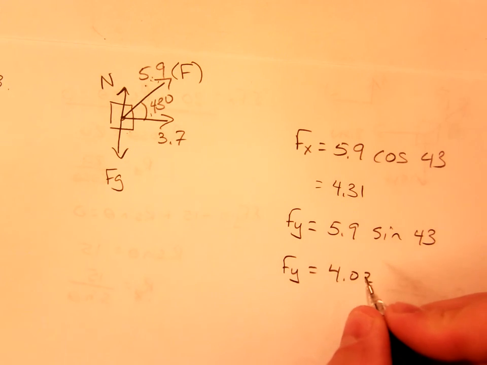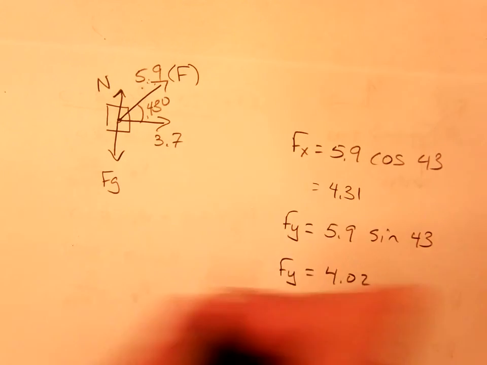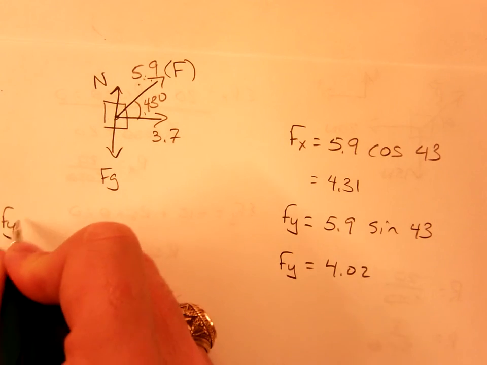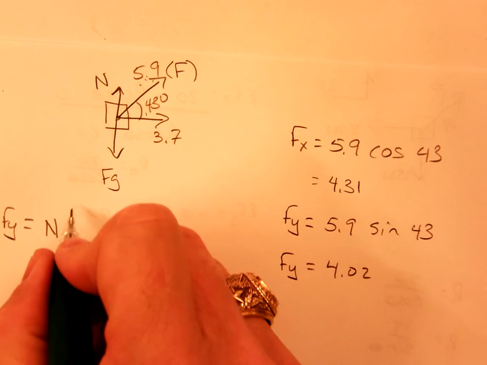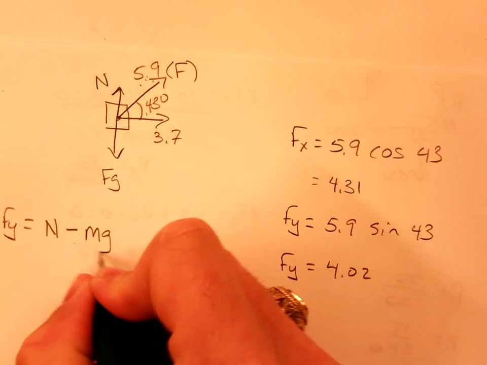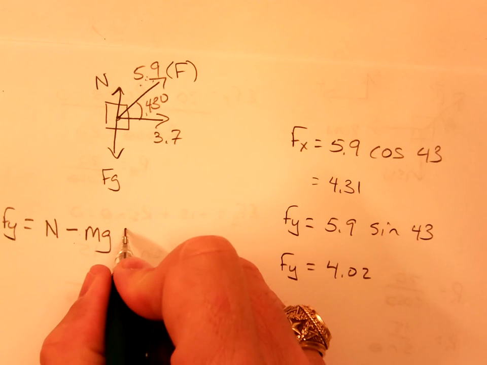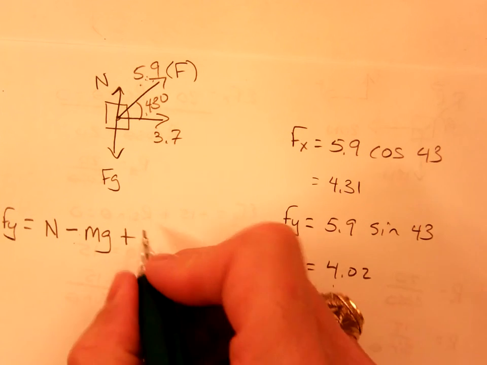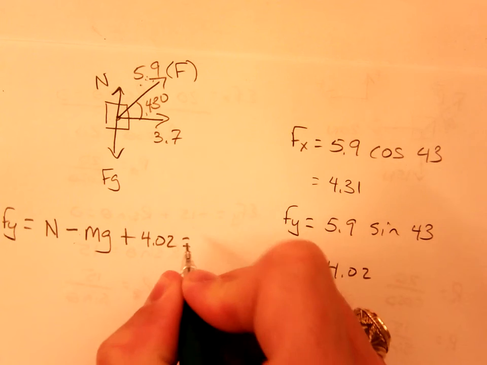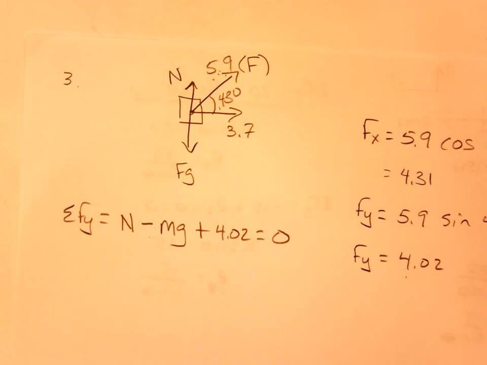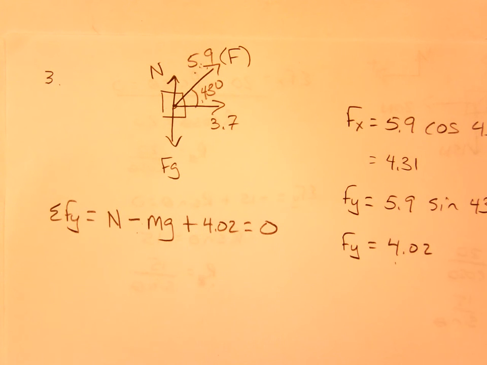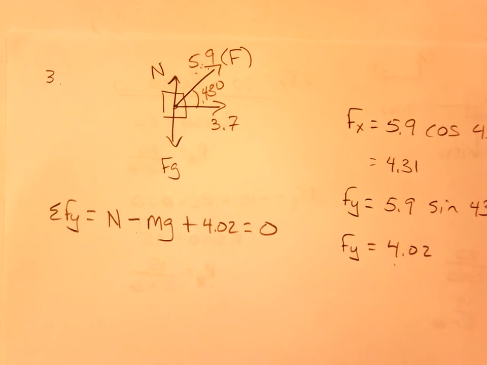Now the way that I want you guys to get in the habit of working this, sum the forces in the y direction is going to be the normal pointing upwards, the mass times gravity pointing downwards, and the 4.02 pointing upwards. Is it moving in the y direction at all? No, so that's a 0. We don't need that. Okay, so if we wanted to find normal, we would go with it. Okay, but let's see what we have.